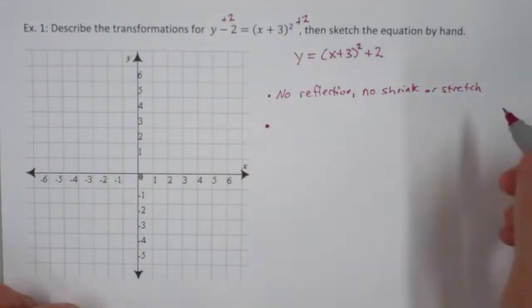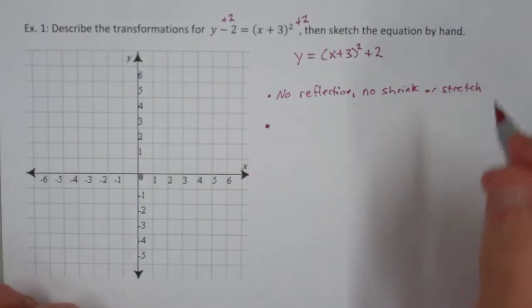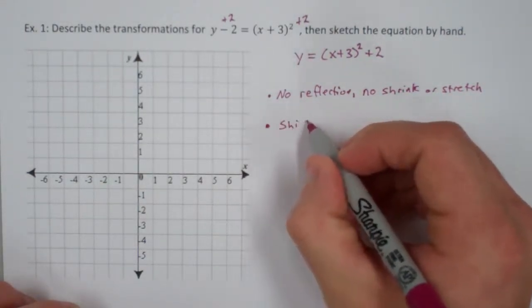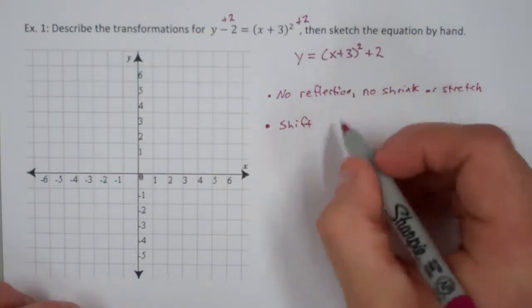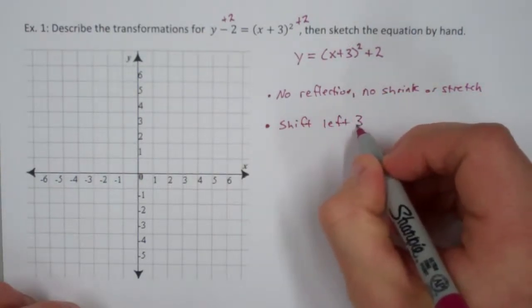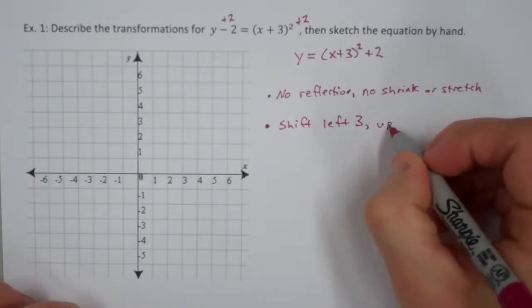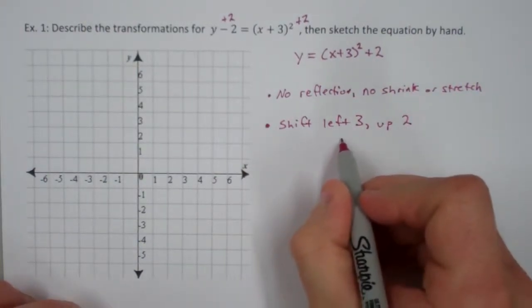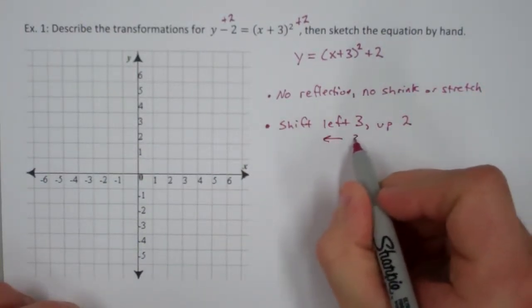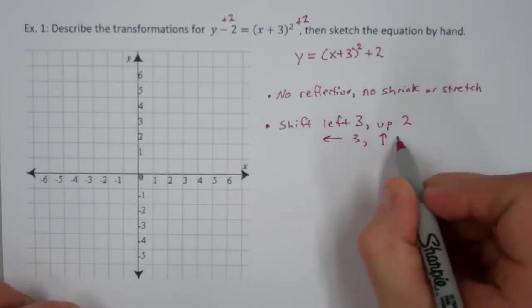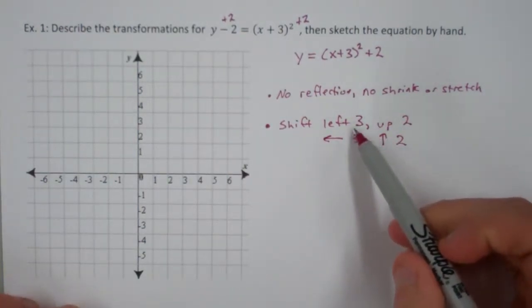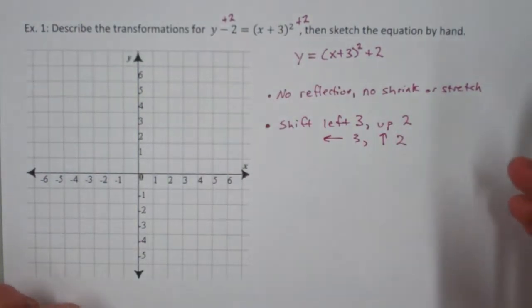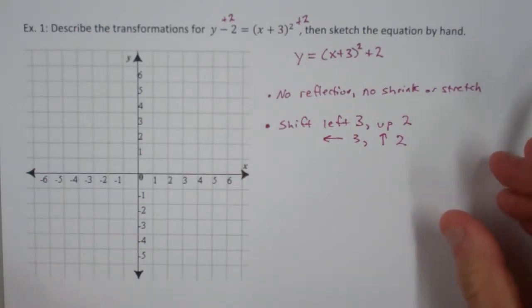We are going to have a translation or a shift. So the shift will be left 3 and up 2. If you want to use arrows, you could do that. Left 3 and up 2, that's fine. Just give me some direction here when you're completing these problems.